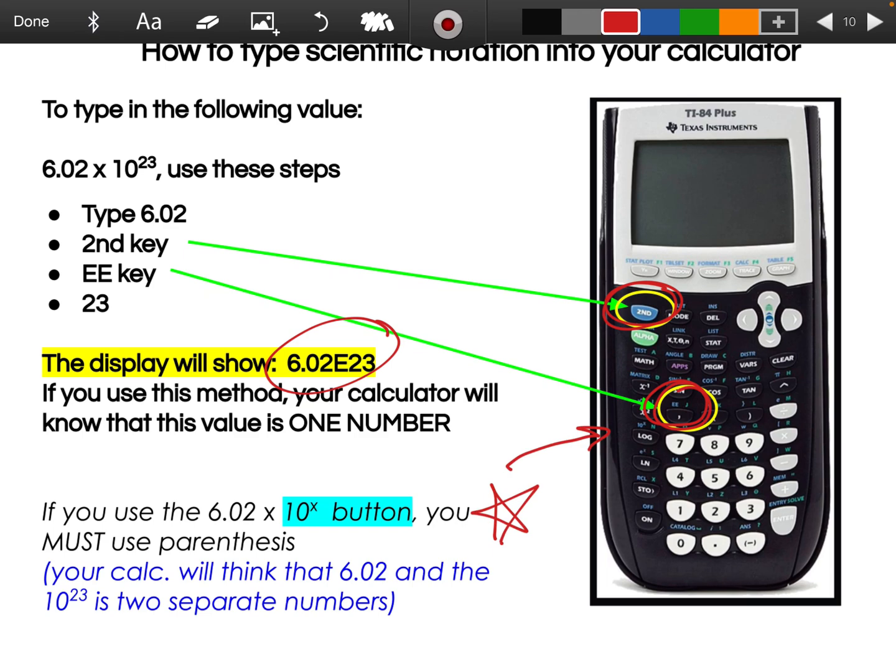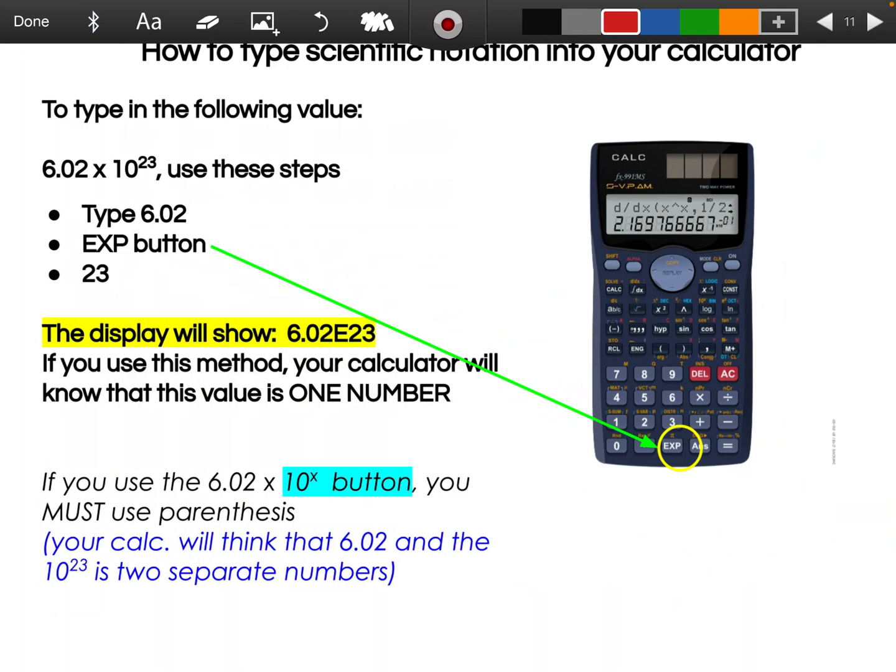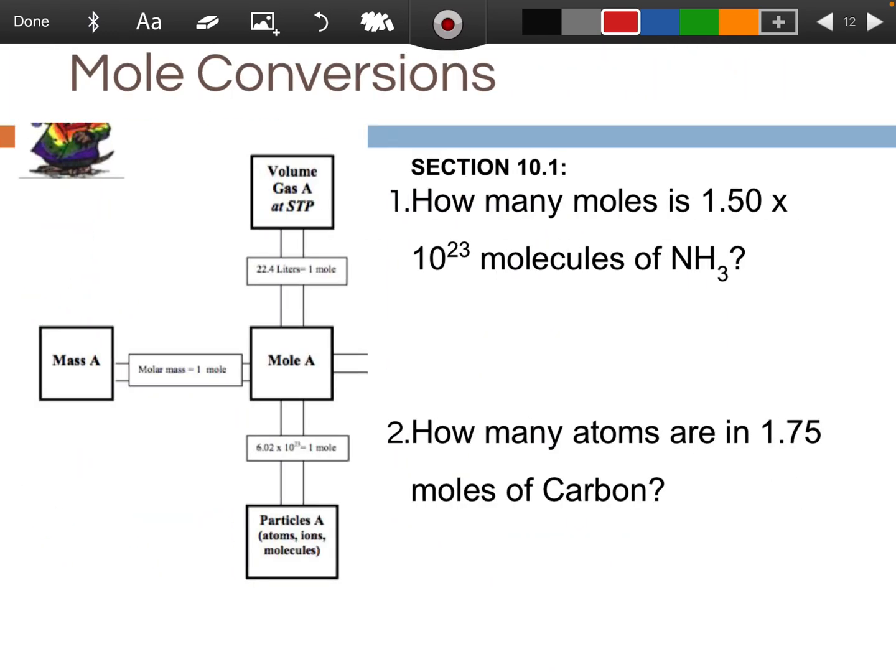So we'll do some practice with your calculator. If you have a calculator like this, if it has an EXP button, then this is how you would type in your exponent. Again, if you use the 10 to the x button, you just have to be really careful about using parentheses. So if you use 10 to the x, you'd have to do parentheses 6.02 times 10 to the 23rd, and then end parentheses before you enter the next value.